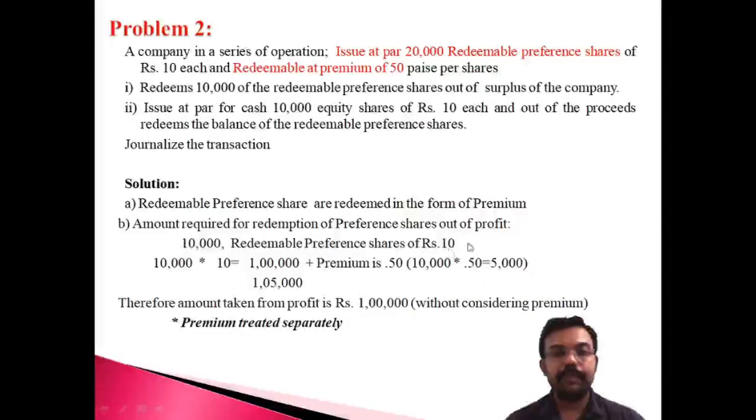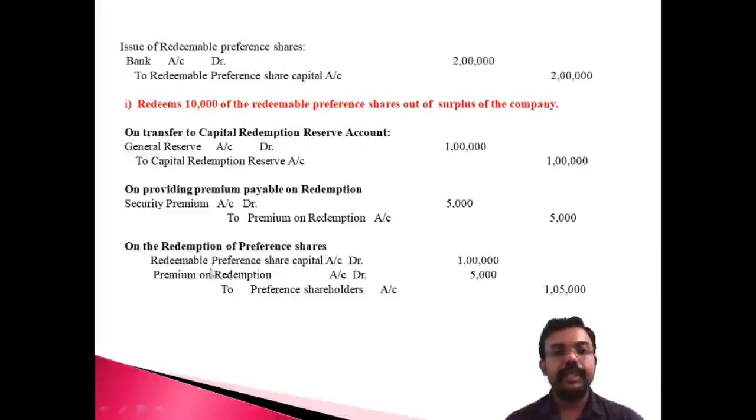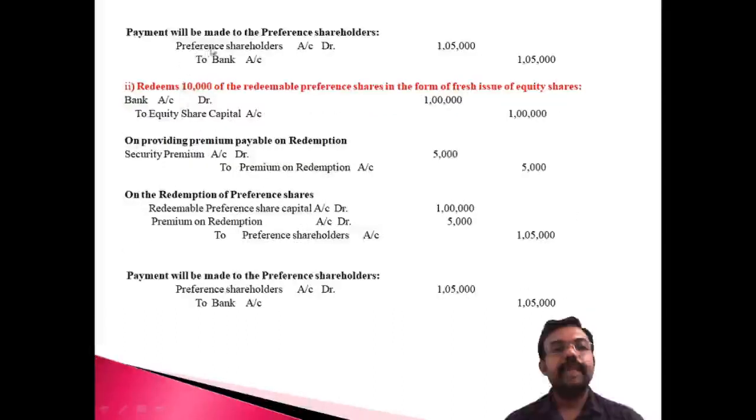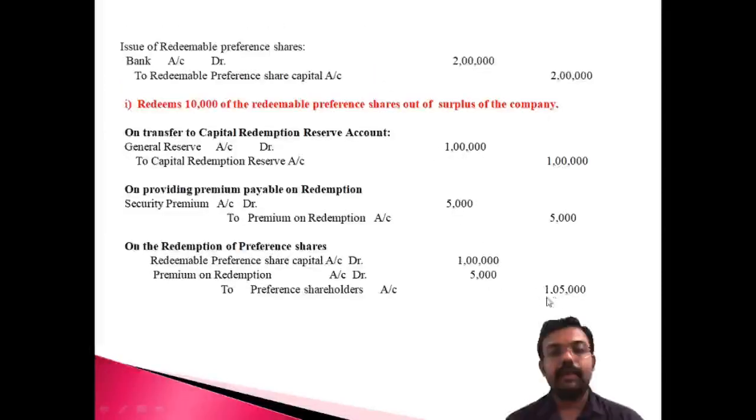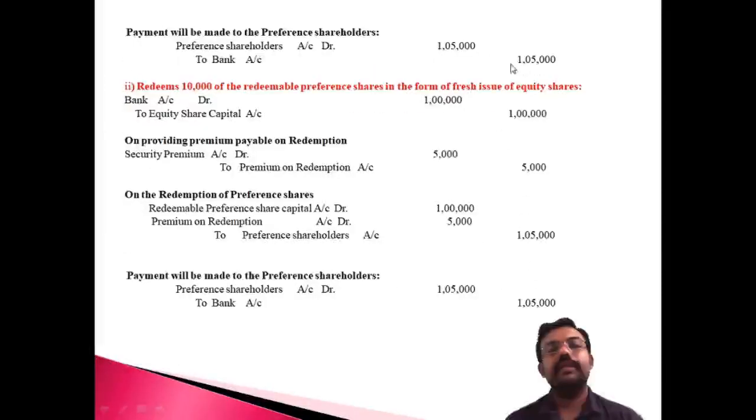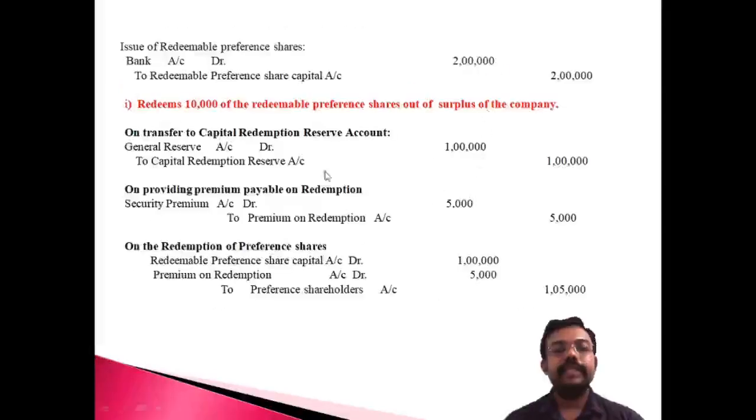And as per the profit, the face value amount is 1 lakh and the premium amount is 5,000. Okay, and here the redeemable preference share capital is 1 lakh and the premium on redemption is 5,000. So to preference shareholders 1 lakh 5,000. Okay, the last journal entry is the payment made to the preference shareholders. Preference shareholders account to the bank, that is 1,05,000. That's the first situation, redeeming the 10,000 preference shares out of the surplus of the company.